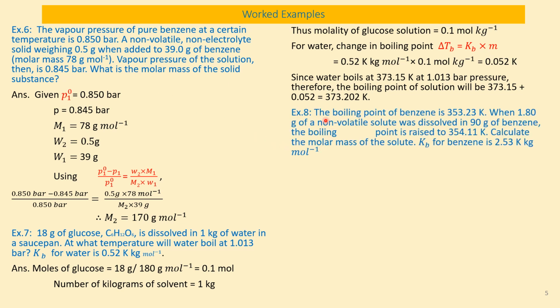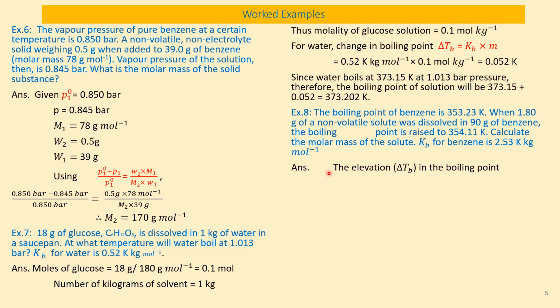Next example. The boiling point of benzene is 353.23 Kelvin. When 1.8 grams of non-volatile solute is dissolved in 90 grams of benzene, the boiling point is raised to 354.11 Kelvin. Calculate the molar mass of solute. Kb for benzene is 2.53 Kelvin kg per mole. Please read the question once again and we will go ahead with the solution.